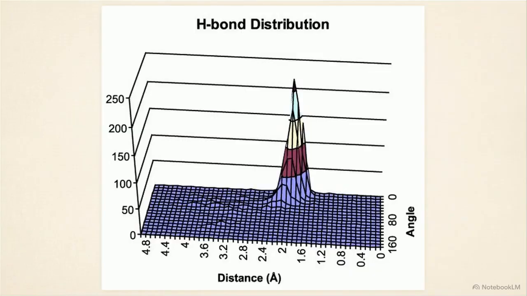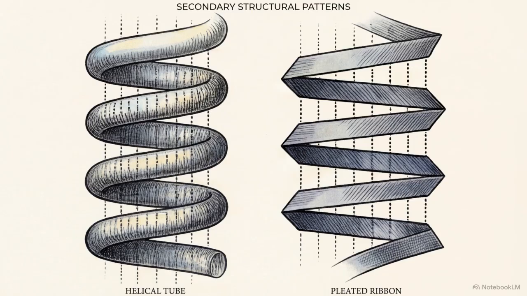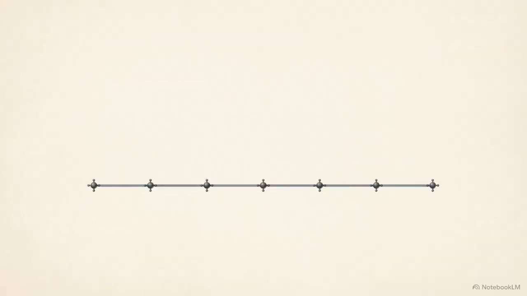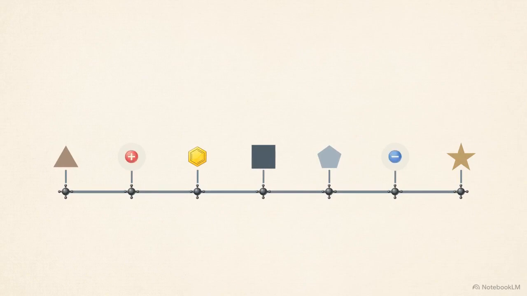This 3D plot illustrates the physical constraints of these connections. The sharp peak shows that stable hydrogen bonds require highly specific distances and angles to maintain their grip on the structure. These predictable, repeating folds give the floppy chain the essential structural scaffolding it needs to eventually become a working biological machine.